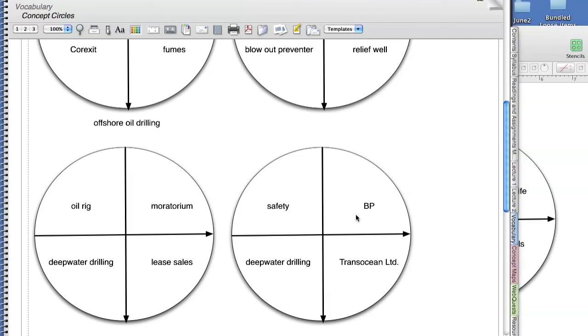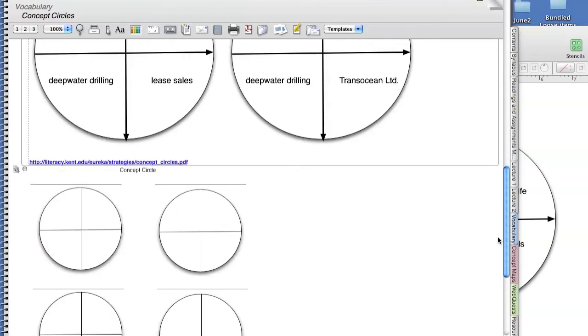Well, in some ways we could think of it as the sloppiness or irresponsibility that these companies, BP and Transocean, exhibited by ignoring safety and doing a very, very haphazard job in deep water drilling. So we would be talking about irresponsibility in deep water drilling.